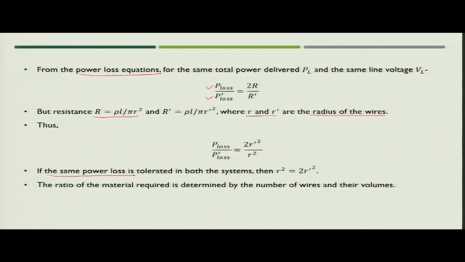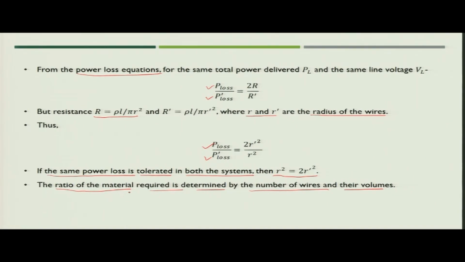Now, if the same power loss is being tolerated in both of the systems, whether it is single phase or 3 phase system, the total loss in the system is same, that means P loss will be equal to P dash loss. So, when you say P loss equal to P dash loss, that means that R square will be equal to 2 times R dash square. Now, the ratio of material required is determined by the number of wires and their volumes. So, what we will try to find out?